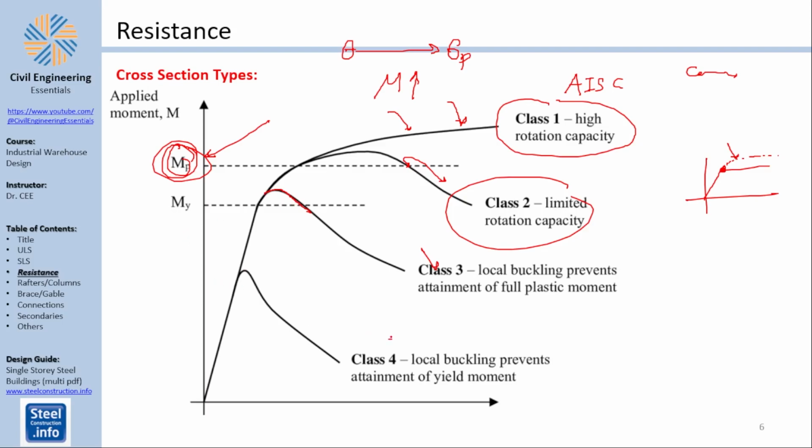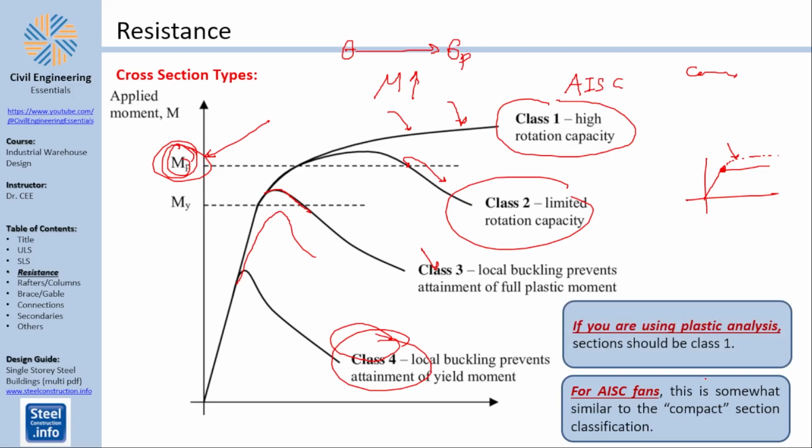Of course, class 4 is total waste. Here you will not even reach the yield moment, and to be honest, I don't know why those exist, but I guess that exists. For AISC fans, as I've said before, this is similar to the compact classification we have here, and the code actually says if you want to use plastic analysis with plastic hinges and so on, your elements should be class 1, meaning that they can rotate enough.